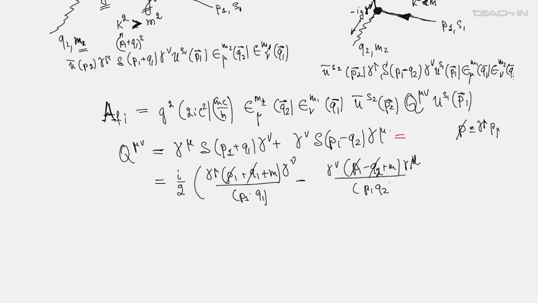Please do this exercise. Just show that this can be written in this form. You can also show the following, which is also an exercise: if you define another tensor, which is the same as Q mu nu but sandwiched in between our spinors, u bar s2(p2) and u s1(p1), then this object actually satisfies transversality with respect to the photon momenta.